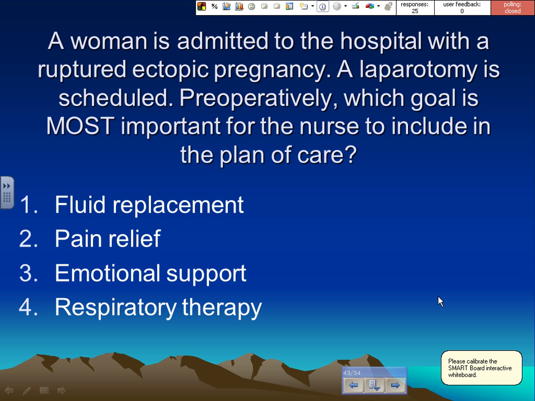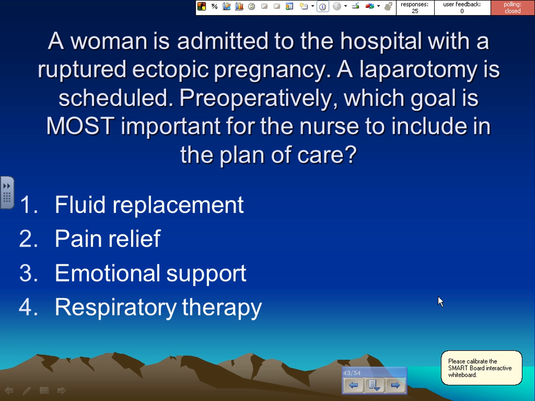Let's look at number 3, emotional support. Why would that not be the most important? It's psychosocial, it's not physiological, so that's not going to be your priority. It's going to be part of the plan of care, but it's not going to be your priority. Respiratory therapy, is that something we're going to be worried about preoperatively? No, that's post-op.